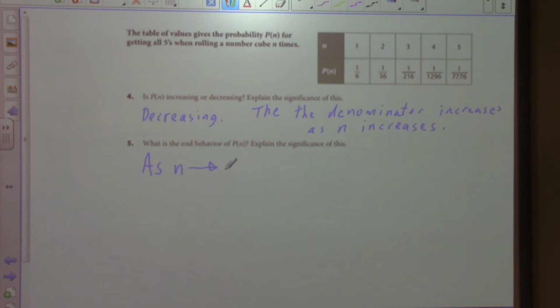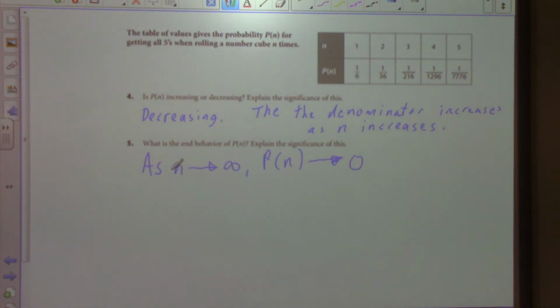approaches infinity, P of n approaches zero. All right, good job, Ben. Yeah, as n approaches infinity, P of n approaches zero.